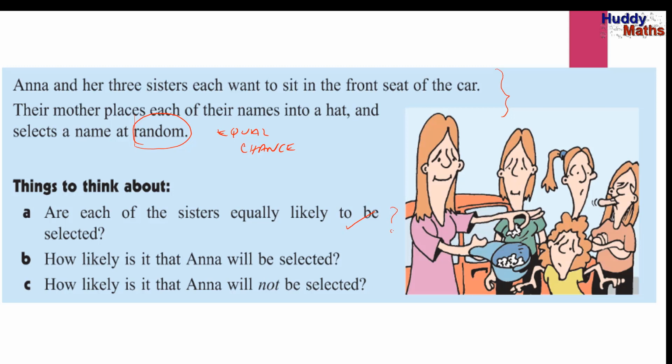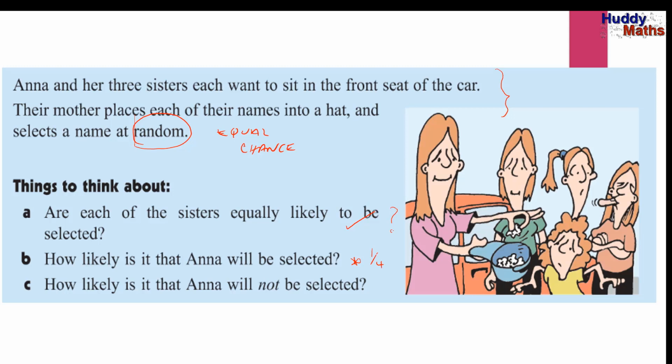How likely is it that Anna will be selected? Well, how many pieces of paper are in the hat? Let's try and work this out. There are 4, and only one of them has her name on it, so it's 1 out of 4.